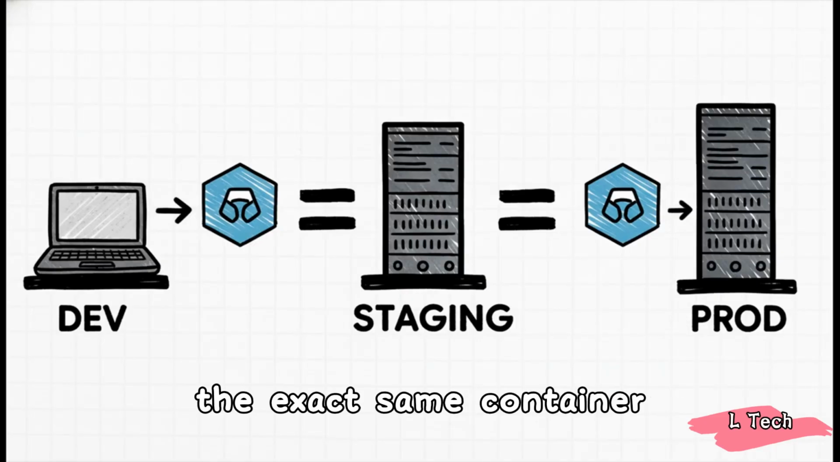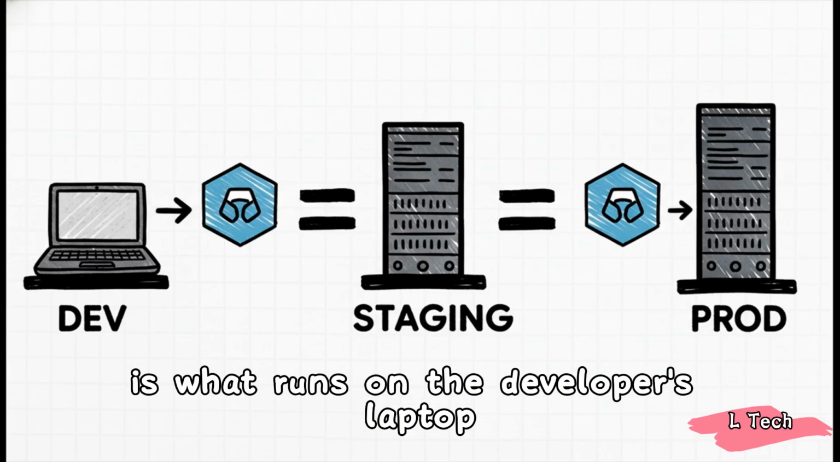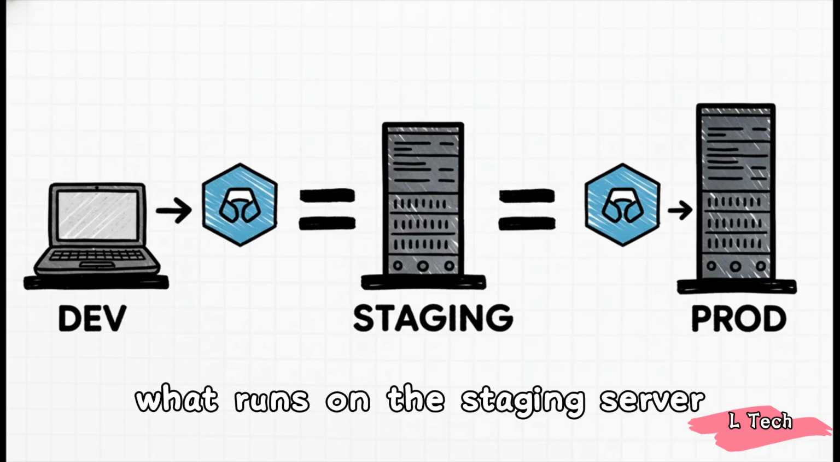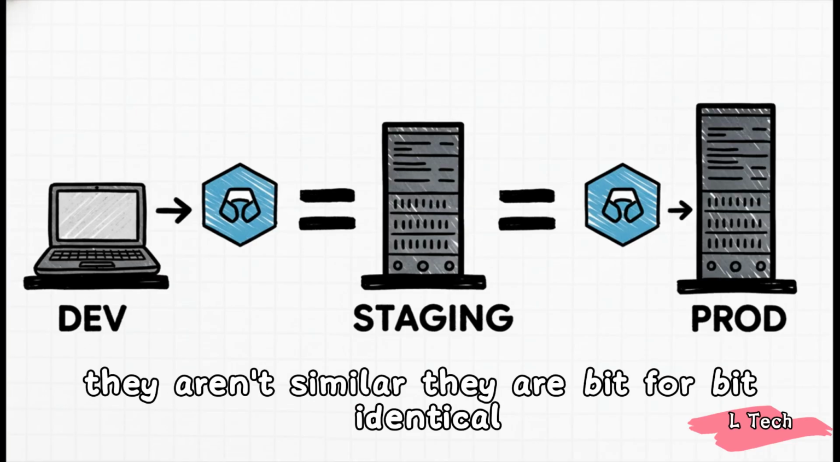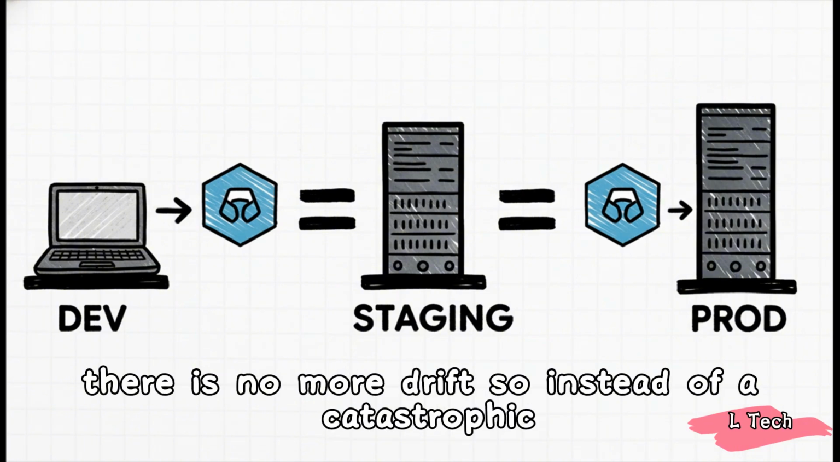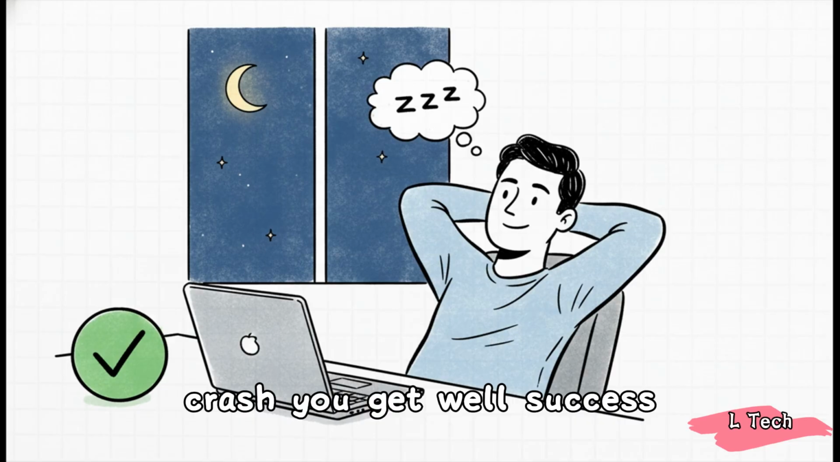The exact same container, that perfect, standardized little box, is what runs on the developer's laptop, what runs on the staging server, and what runs in production. They aren't similar. They are bit for bit identical. There is no more drift. So, instead of a catastrophic crash, you get, well, success.